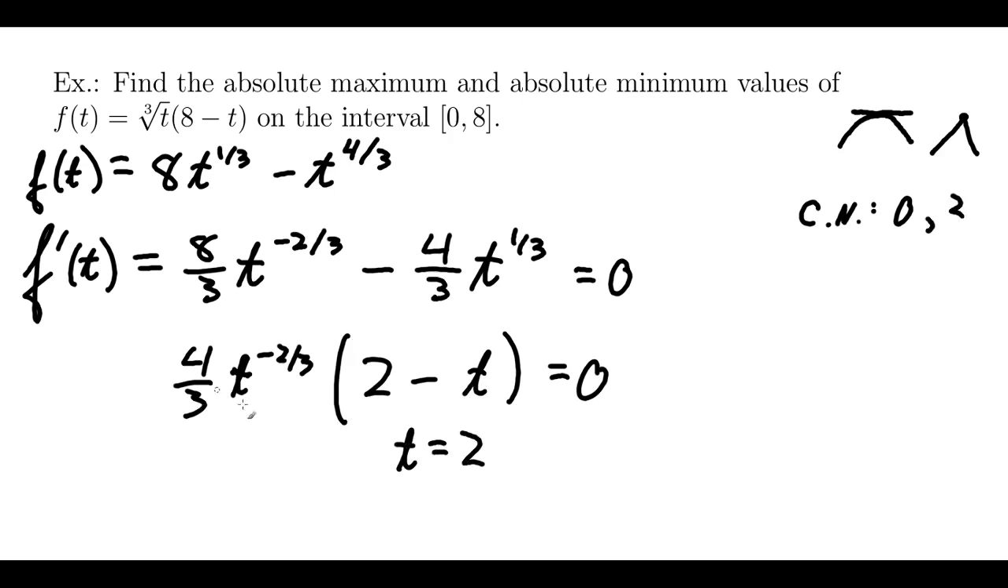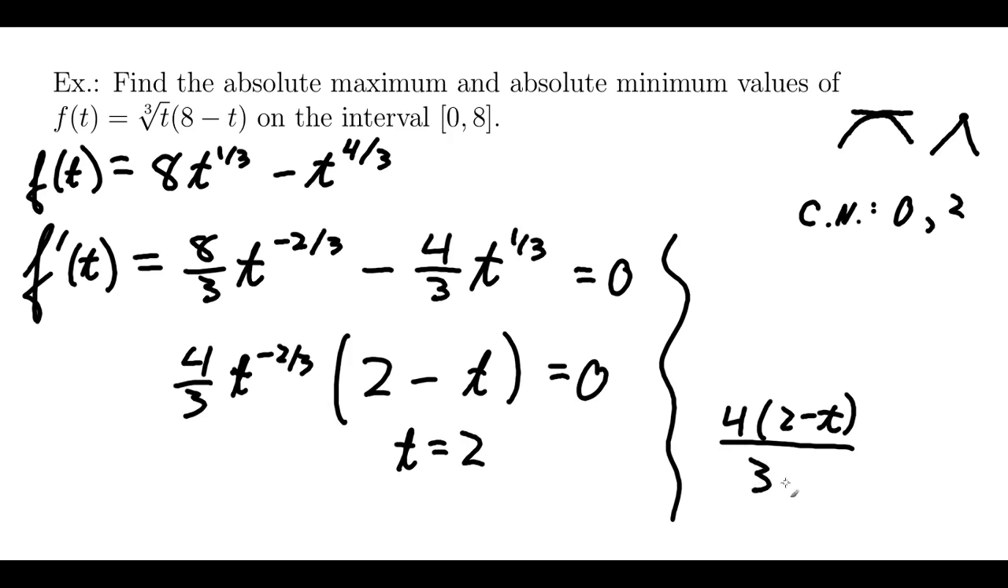If you're less comfortable working with the algebra of these fractions, the inverse, negative exponents with fractions, all that kind of business, you could of course rearrange this. This is 4 times 2 minus t divided by 3 times t to the 2/3. That might be a little bit easier for you to think about and more easily recognize, oh, this is division by 0. Same sort of thing up here.